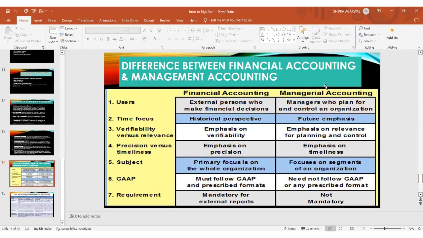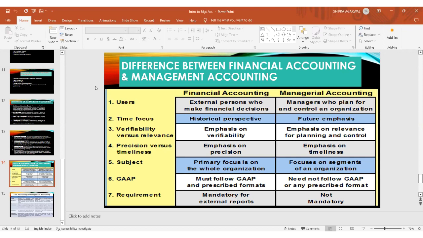Now, when I'm talking about financial accounting, the primary focus is the whole organization, because whatever information you are preparing, whatever books of accounts you are preparing, they are being prepared for the entire organization. Whereas in case of managerial accounting, the focus is on the segments of the organization, because when you are taking a decision, that decision is related to one segment of the organization. I'm talking about the general scenario.